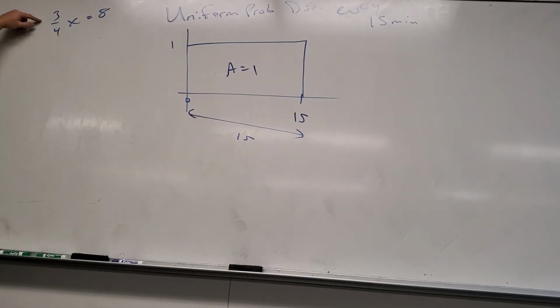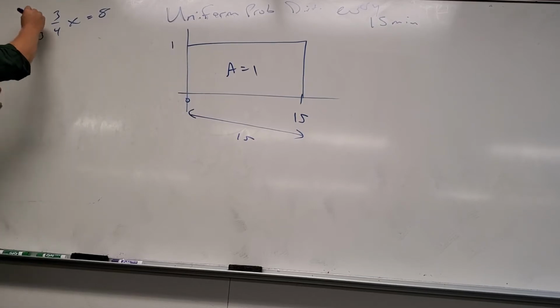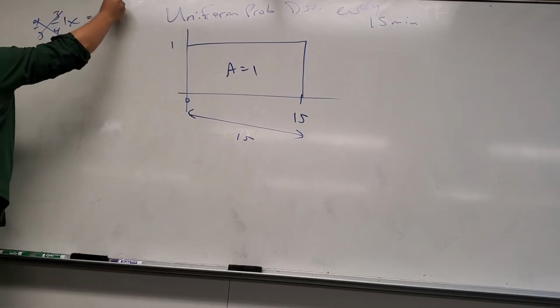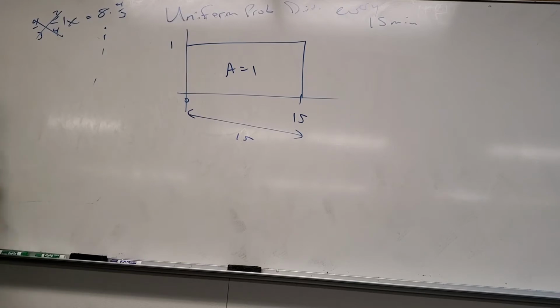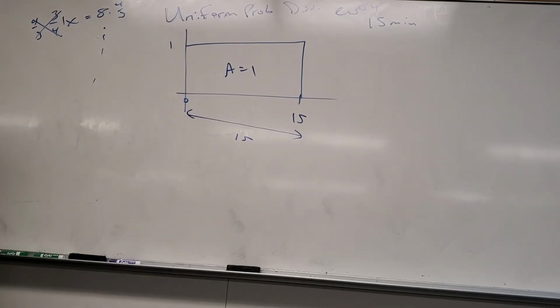Multiply by the 4 over 3. Why? Because that makes this 1. Blah, blah, blah. Who cares? So we know when we multiply by the reciprocal, we get 1. All right, so let me really come back.